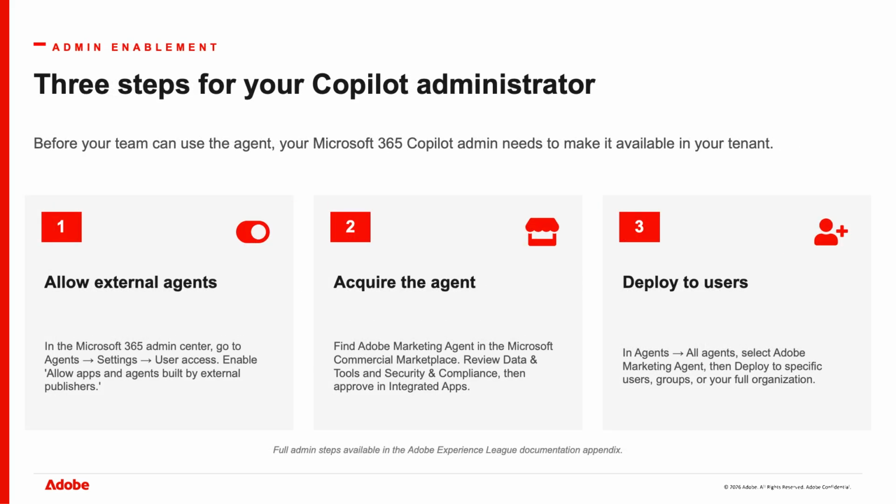Before anyone on your team can use the agent, your Microsoft 365 Copilot administrator needs to make it available in your tenant. There are 3 steps for them, and they're quick. First, in the Microsoft 365 Admin Center, confirm that external agents are allowed under Agents, Settings, User Access. Second, find Adobe Marketing Agent in the Microsoft Commercial Marketplace and approve it. Third, deploy it, either to specific users and groups or broadly to the organization. Full admin instructions are linked in the Experience League documentation, so you can share that with your IT partner.